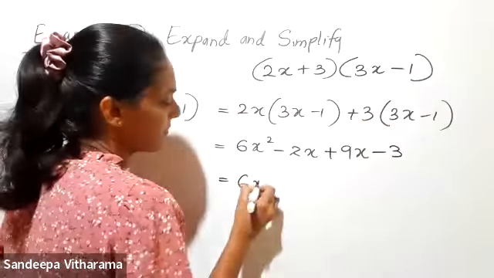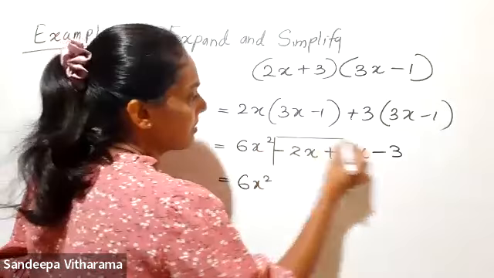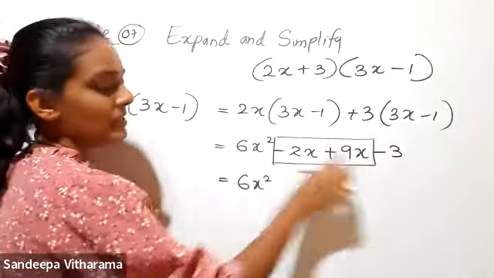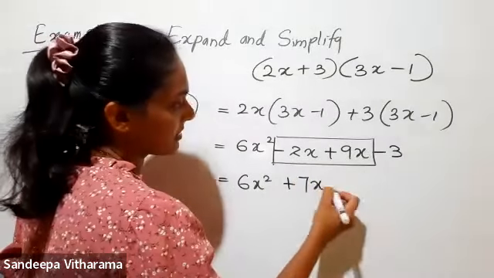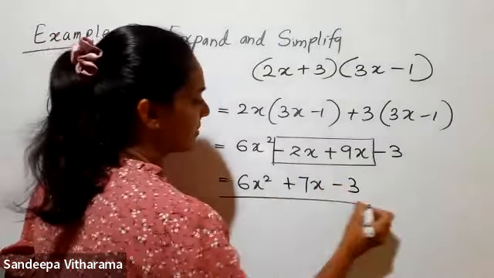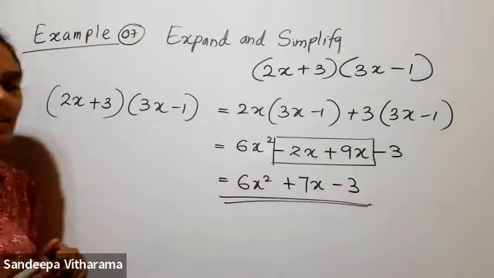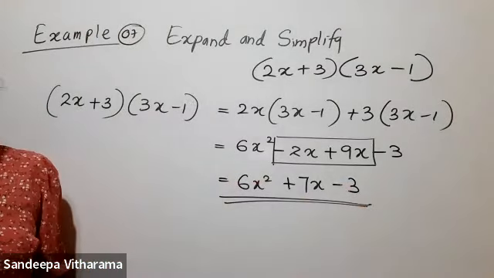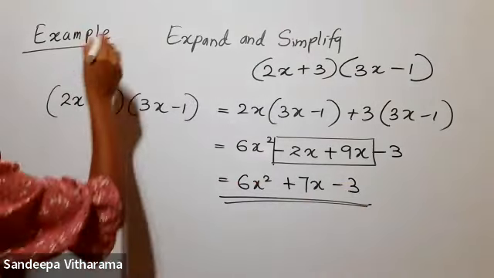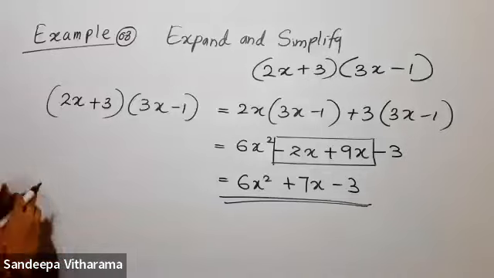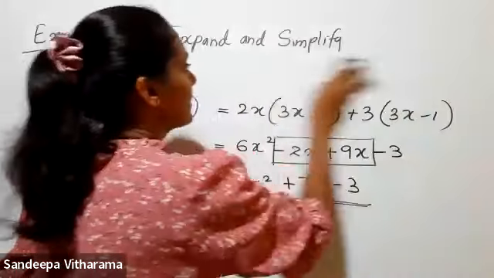Okay, when you simplify you can see here minus 2x plus 9x. That means the answer is 7x. This is the answer. Okay. I can see that some of you have got that answer, very good. Then the 8th question.